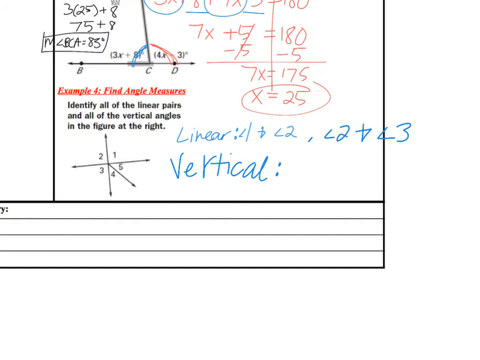Maddie, what's a pair of vertical angles you found? 4 and 5 are not vertical.